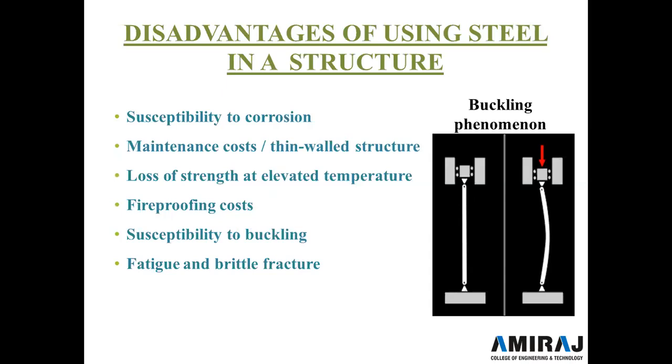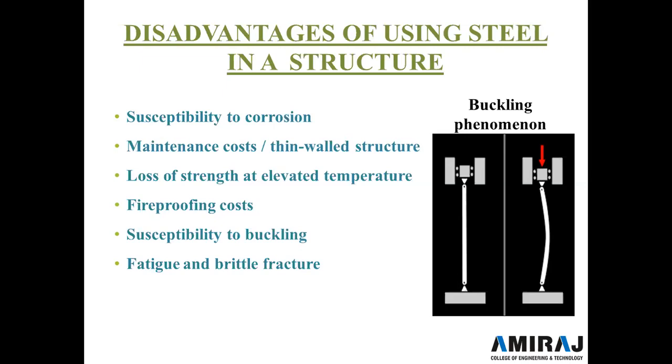what are the disadvantages of using steel in a structure? First is susceptibility to corrosion. It requires corrosion protection because the structure is made from steel, and steel in contact with water will start the process of corrosion, right? So it requires some protection or some type of layers, right? Next is maintenance cost or thin wall structures.